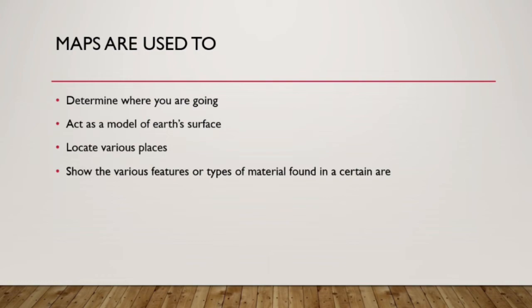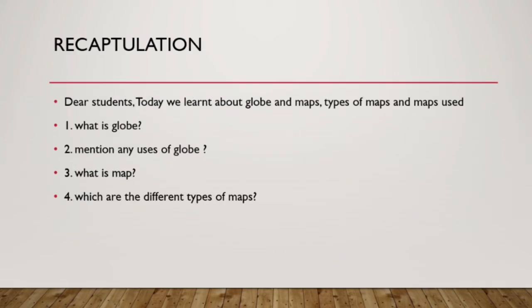And another use is to act as a model of a surface. It shows the location of various places. It shows the various features or types of material found in a certain area. Also, maps can show where you can get, maybe if you need to purchase some products, a map can guide you where you can get the specific products at a specific time.